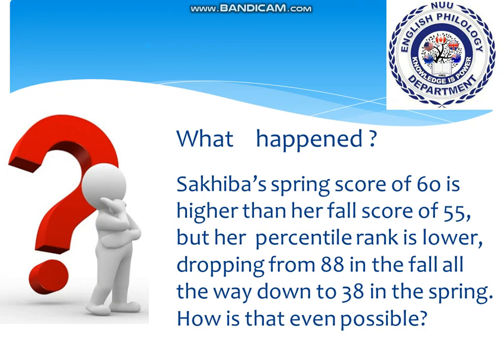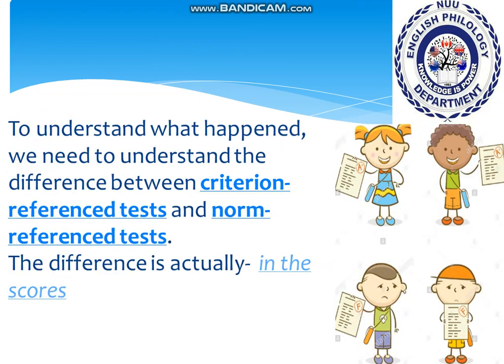What happened? Sahiba's spring score of 60 is higher than her fall score of 55, but her percentile rank is lower, dropping from 88 to 38. How is that even possible? To understand what happened, we need to understand the difference between criterion-referenced tests and norm-referenced tests. The difference is actually in the scores, not in the test form.